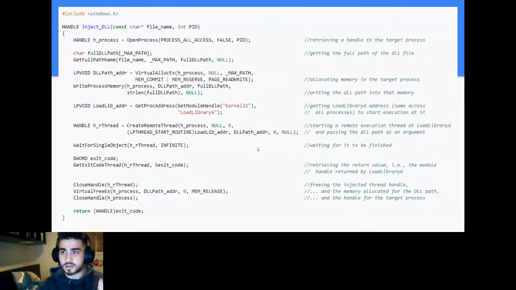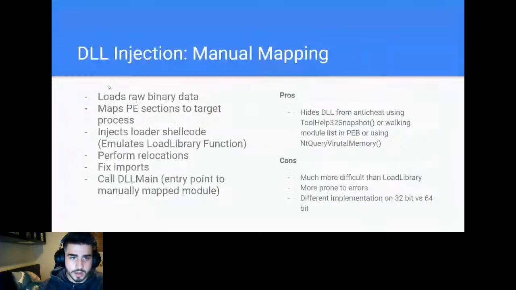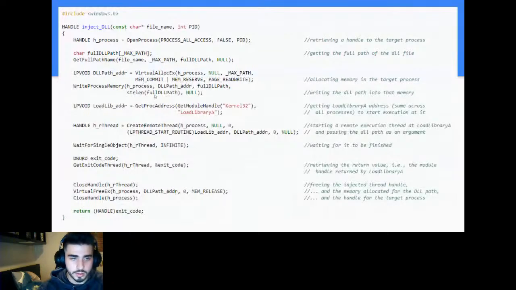And this is the entire code. You can find this on Wikipedia under LoadLibrary. I can quickly go over it. So you get a handle. You take the DLL and you allocate memory here for your DLL code. You write the DLL code to the memory. You find the address of LoadLibrary here, and then you create the remote thread.